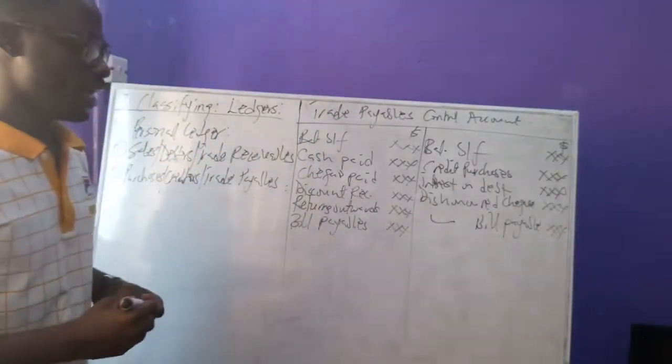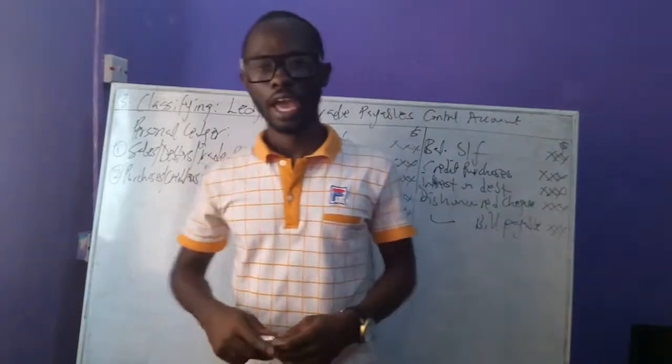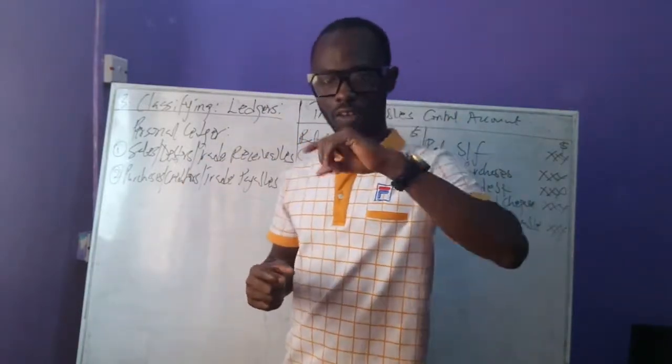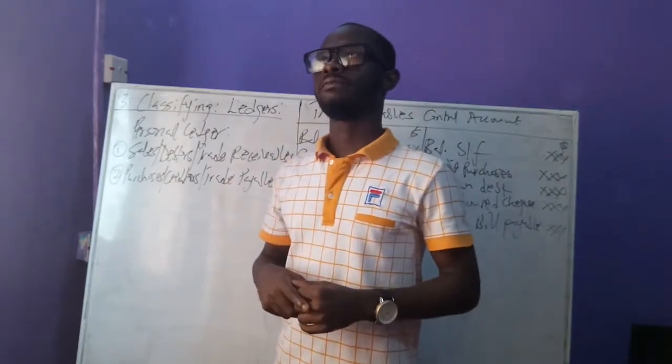We will bring that there. Then I mentioned set off. Now, set off is where you owe me and I owe you. You buy from me and I buy from you. So you buy laptops from me and I buy, what can I buy from you?